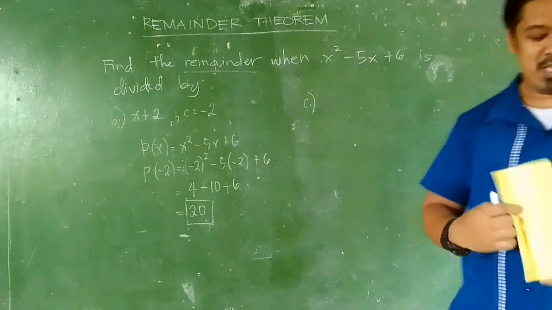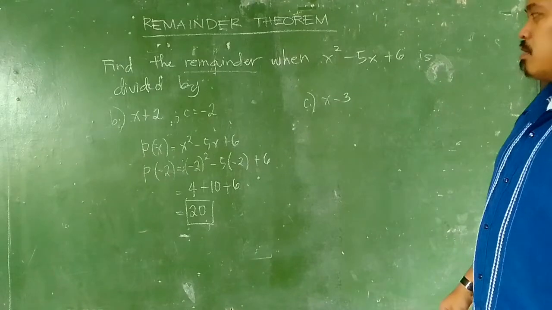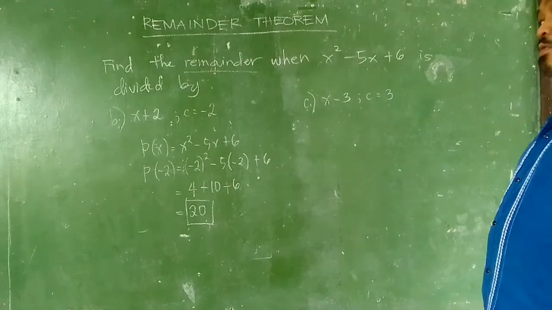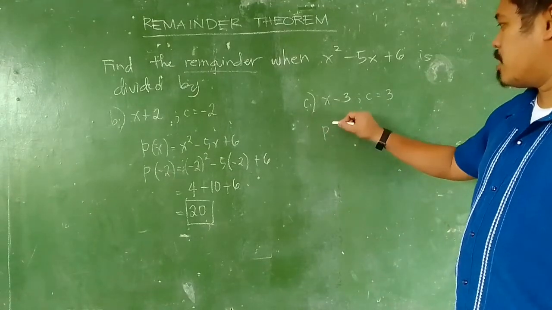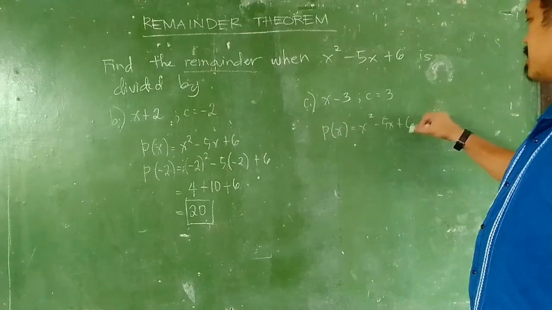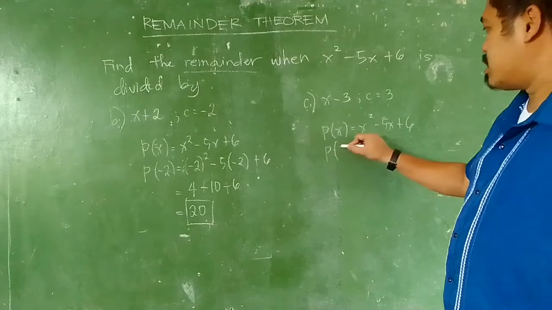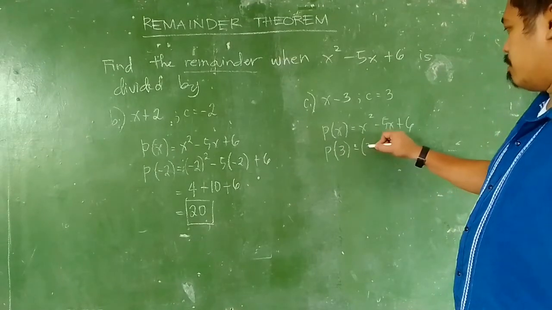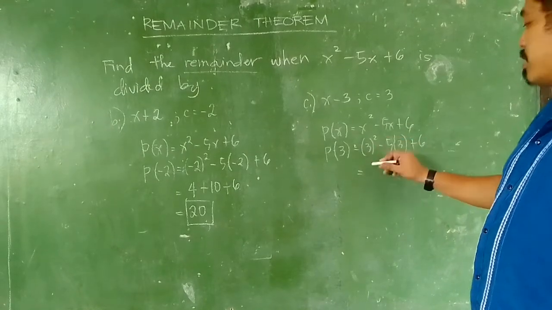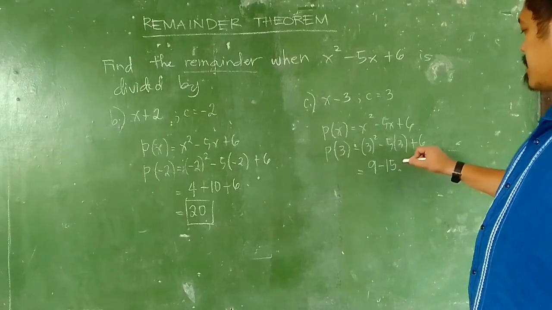For example, let's divide it by x minus 3 this time. The same consideration applies. So we shall have your c here equal to 3, which is what replaces x. So from your original function, p of x is equal to x squared minus 5x plus 6, we will be evaluating it using x equals 3. So, 3 squared minus 5 times 3 plus 6. 3 squared is 9, and then minus 5 times 3 is 15, plus 6.